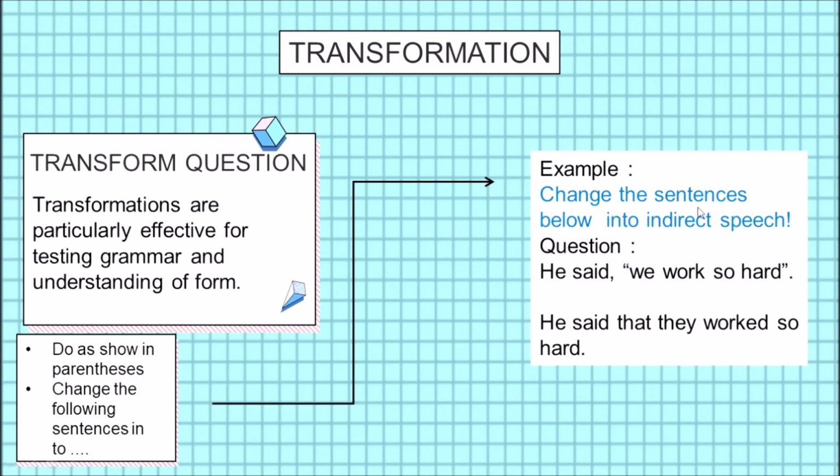Example: change the sentence below into indirect speech. This is direct speech: He said, "We worked hard." So we have to change this sentence to indirect speech. This is the answer. We have to change this verb "work" to verb 2. So this is the answer: He said that they worked so hard.